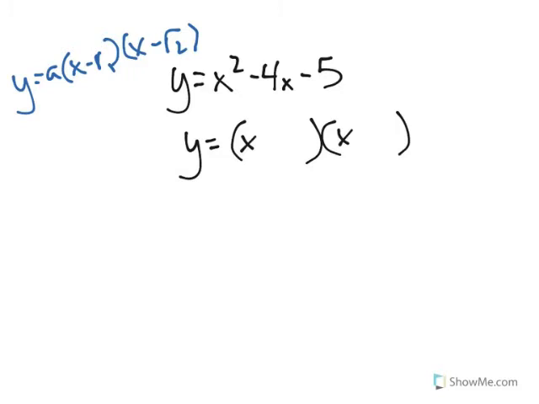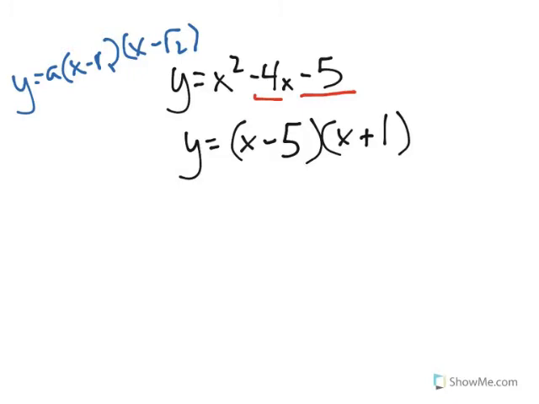something. What I'm looking for here is numbers that multiply to give me a negative 5 and add to give me negative 4. The only numbers that multiply to give me negative 5 are either positive 1 times negative 5 or negative 1 times positive 5. And in this case, since I want numbers that add to negative 4, I'm going to use a minus 5 and a plus 1. So there it is in factored form.